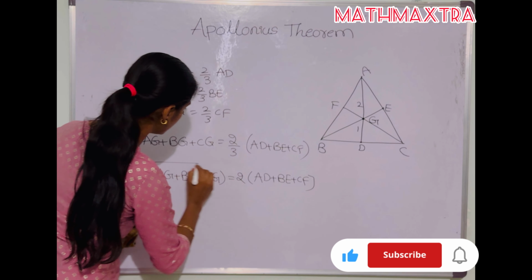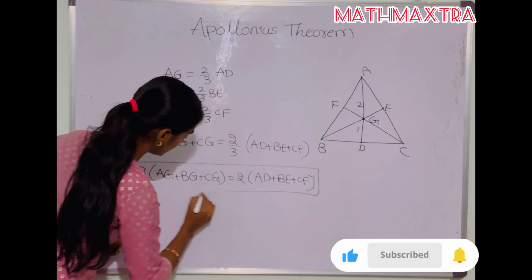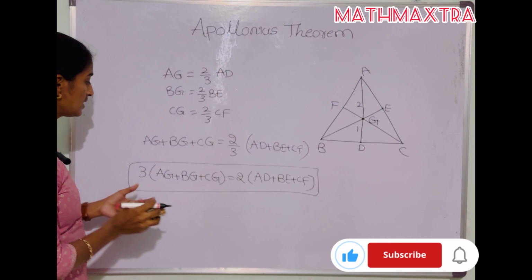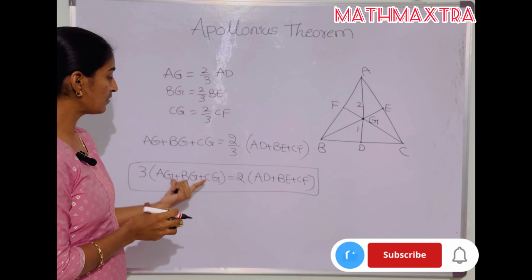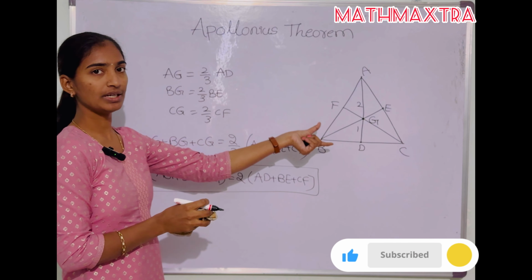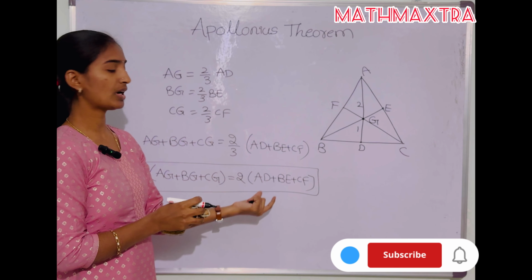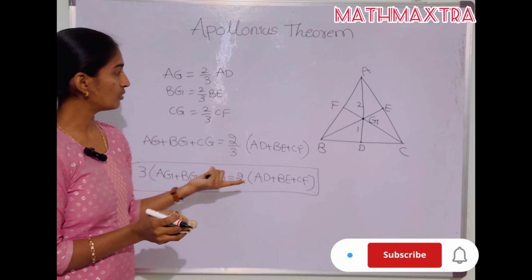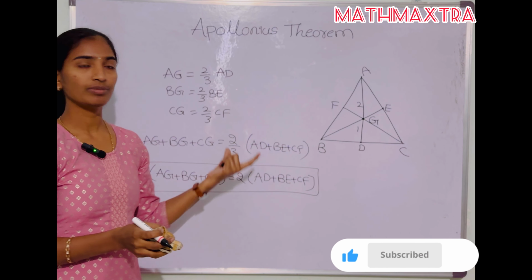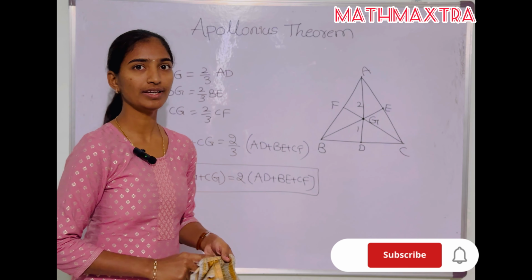So we have this relation also. What is this? 3 times AG plus BG plus CG, nothing but 3 times the sum of the parts of the medians, is equal to twice the sum of the medians. So this is one more relation from the Apollonius theorem. Okay. Thank you.